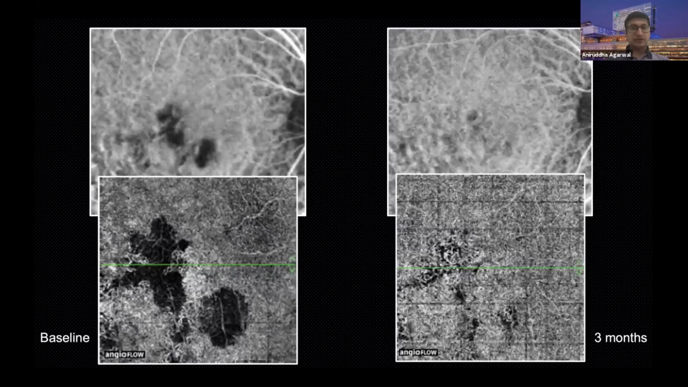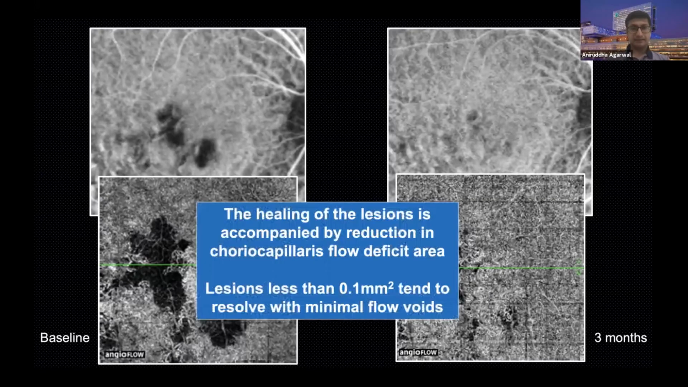And the OCT angiography shows you a very beautiful delineation of the choriocapillaris and shows you the exact areas where you have choriocapillaris atrophy. Now imagine if you do the semi-automated quantification, you will get a very good objective metric of the improvement in the choriocapillaris health.